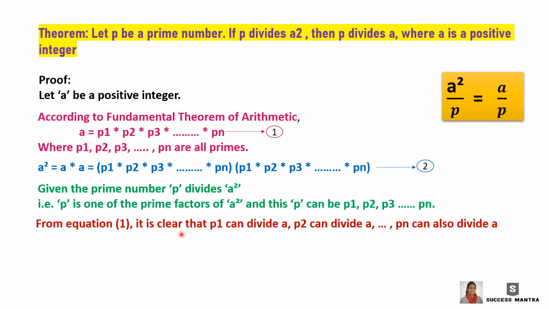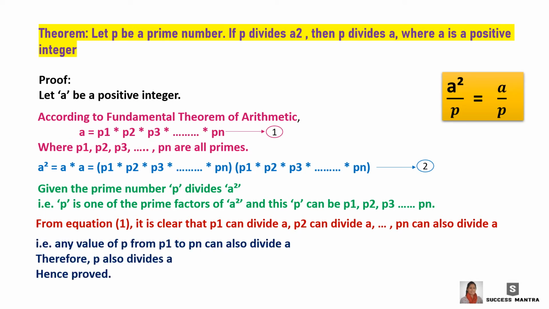Moreover, from equation 1, it is clear that p1 can divide a, p2 can divide a, p3 can divide a and pn can also divide a. That is, any value of p from p1 to pn can also divide a. Therefore, p divides a. This is what we needed to prove. That is, if p divides a square, then p also divides a. So the theorem is proved.